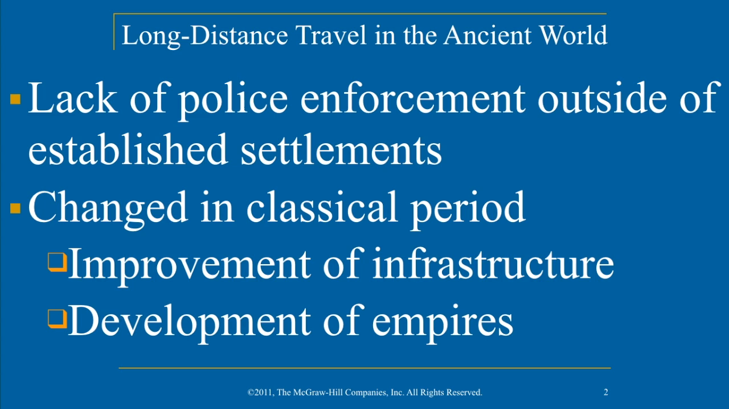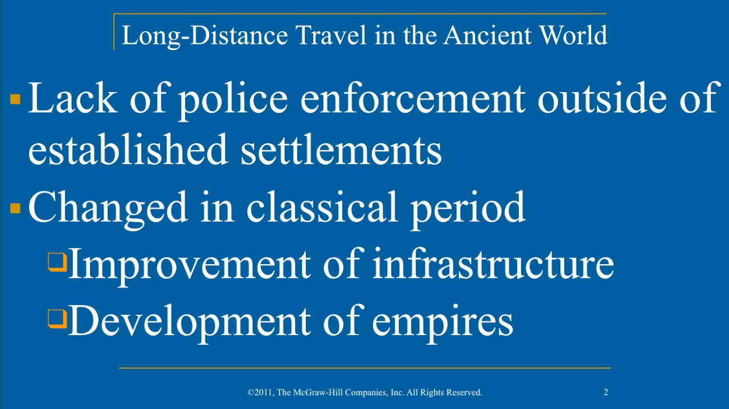And since there's no police enforcement, sometimes people would rob, they would steal from one another. And this lack of police enforcement outside of where the established settlements were led people at this time to start to argue we need a better system to support this long-distance trade, because many empires and many different communities believed that this long-distance trade was valuable to them in an economic sense, and that they needed to support this trading system in a more supportive way that didn't allow for negative things to happen along those roads. This change in the classical period, number one, is the improvement of infrastructure.